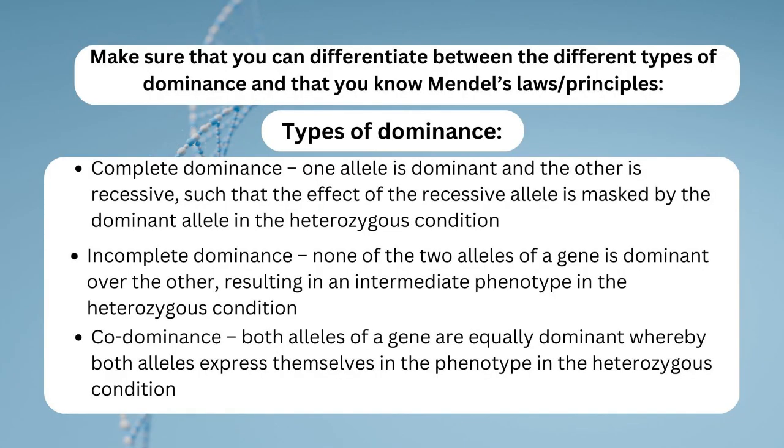Make sure that you can differentiate between the different types of dominance and that you know Mendel's laws/principles. Types of dominance. Complete dominance: one allele is dominant and the other is recessive, such that the effect of the recessive allele is masked by the dominant allele in the heterozygous condition. Incomplete dominance: none of the two alleles of a gene is dominant over the other, resulting in an intermediate phenotype in the heterozygous condition. Codominance: both alleles of a gene are equally dominant whereby both alleles express themselves in the phenotype in the heterozygous condition.